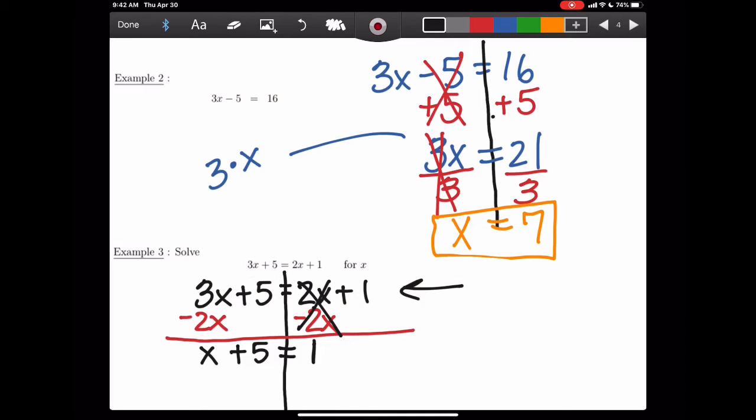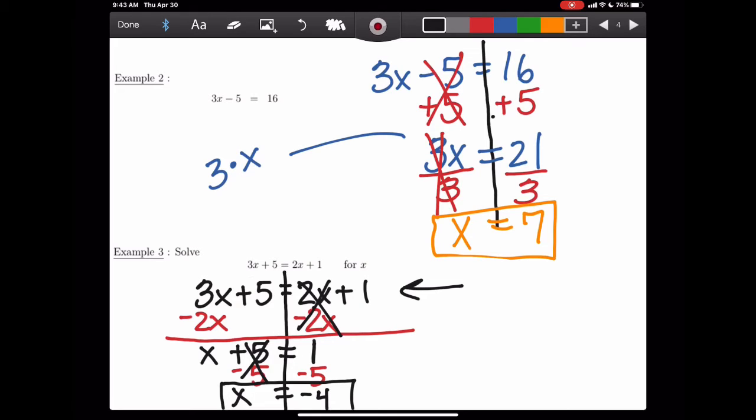Now I'm trying to isolate x, so I need to move this positive 5. Opposite of positive, negative. Do it on one side, do it on the other. So I'll be left with x, because 5 minus 5 is just 0. It cancels. x is equal to 1 minus 5, which will give you a negative 4. And you have your answer of x is equal to negative 4.